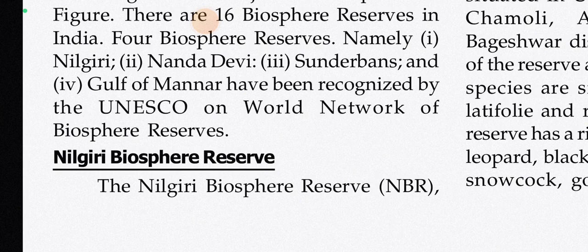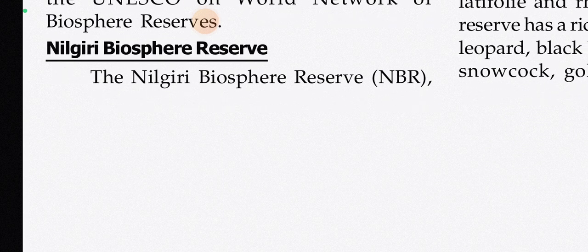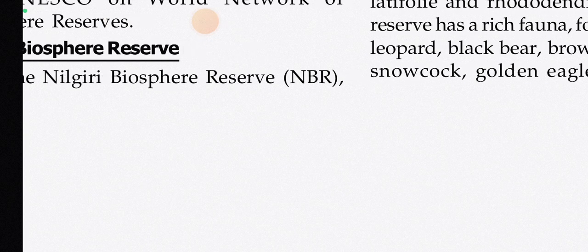Network of Biosphere Reserves. ये चारों नाम जरूर याद रखना कि यूनेस्को द्वारा रिकॉग्नाइज्ड है. क्या क्या है? नीलगिरी, नंदा देवी, सुंदरबन एंड गल्फ ऑफ मन्नार. नाउ इनके बारे में पढ़ते हैं. नीलगिरी बायोस्फीयर रिजर्व, सो NBR.